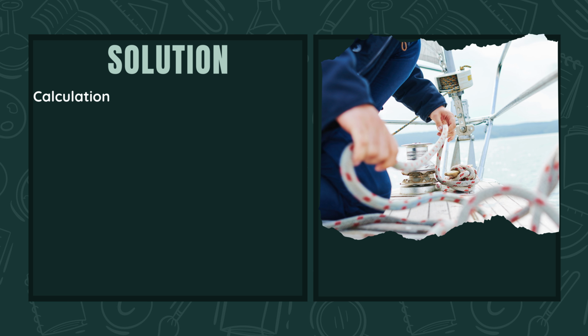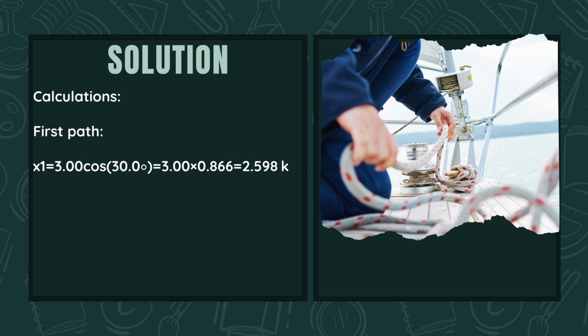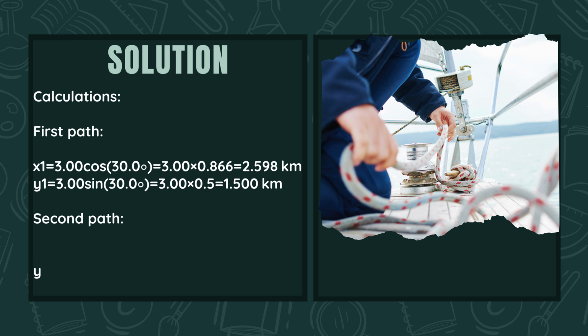Now, for the calculations, for the first path, the x-component is 3.00 kilometers multiplied by the cosine of 30 degrees, which equals 2.598 kilometers. The y-component is 3.00 kilometers multiplied by the sine of 30 degrees, which equals 1.500 kilometers.